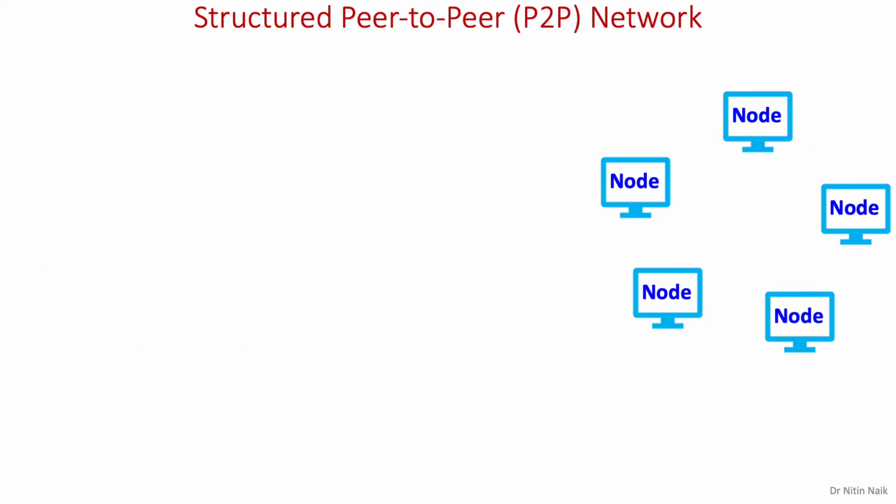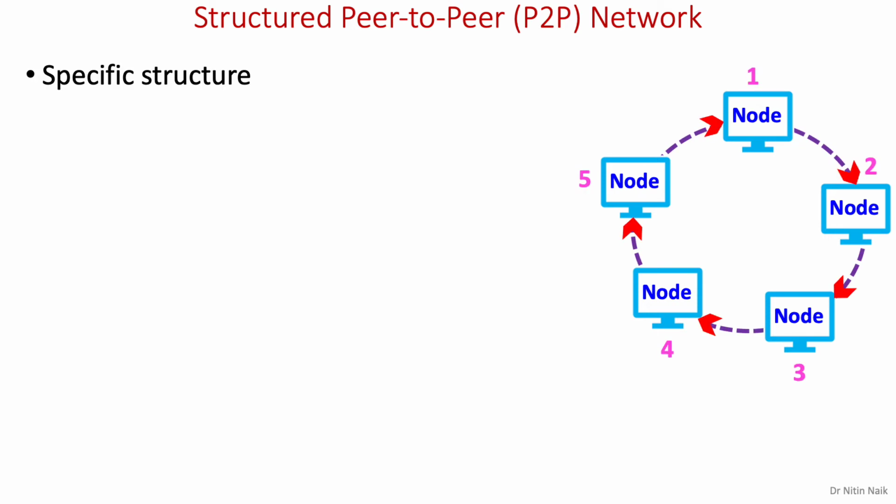Now we look at the structured peer-to-peer network and its characteristics. Firstly, it organizes the overlay network based on a specific structure or topology and algorithm. Secondly, structured peer-to-peer networks are difficult to build and scale up or down. Next, it has a relatively lower churn rate, meaning that a small number of nodes frequently join and leave the network.